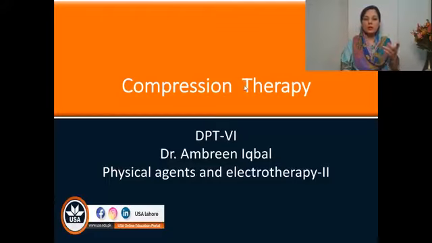So basically, the primary clinical application of compression is to control peripheral edema. And this peripheral edema may be due to some vascular or lymphatic dysfunction. And this physical agent that we are going to start is also applied to help prevent the formation of DVT and in the process of facilitating wound healing.